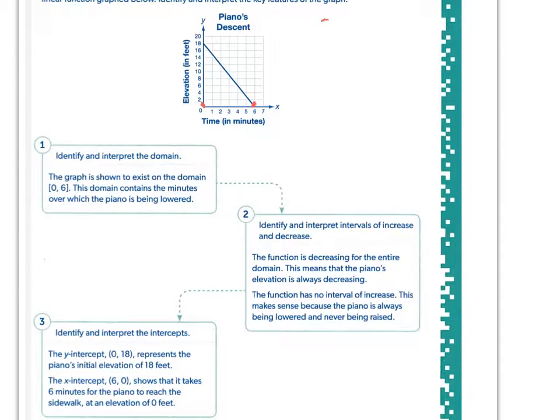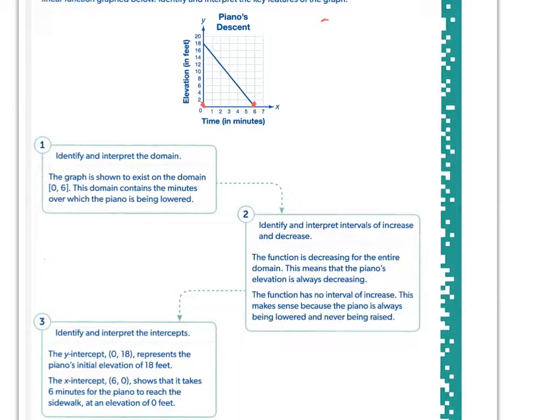If we were talking range, highest to lowest, our piano starts at 18, it ends all the way down at 0. So the range would go from 0 to 18. Again, it doesn't go into negative elevation. We can't have that. It's not like it went through the ground, nor did it start any higher than 18 feet.